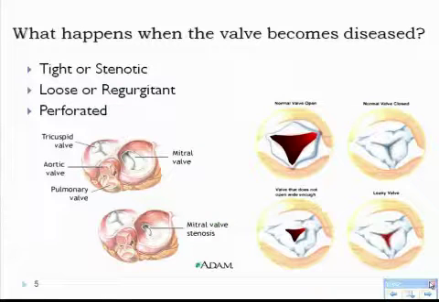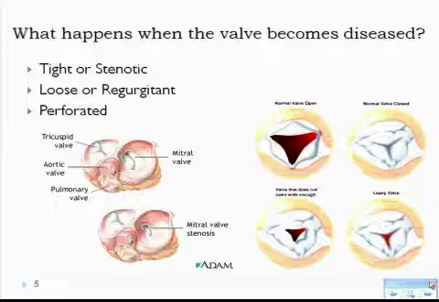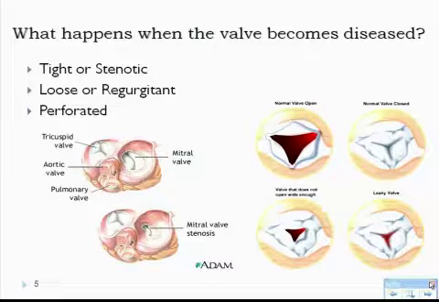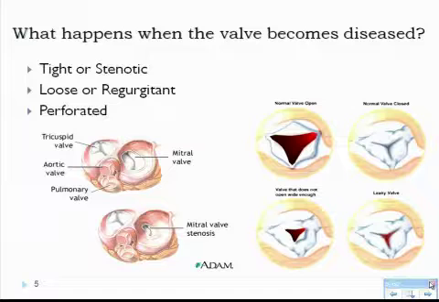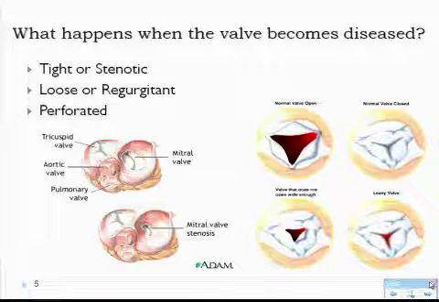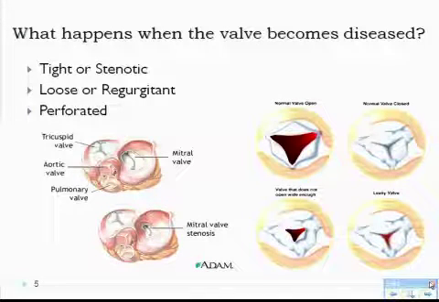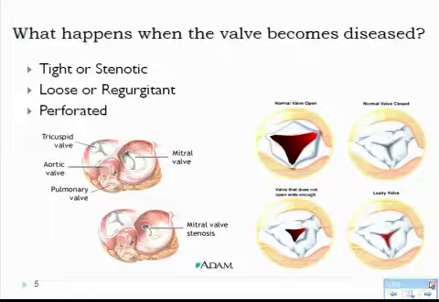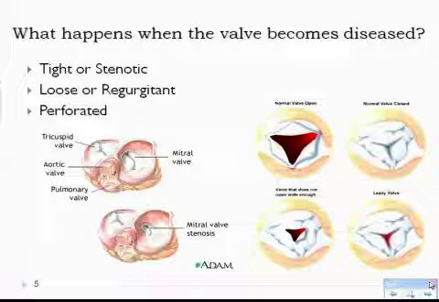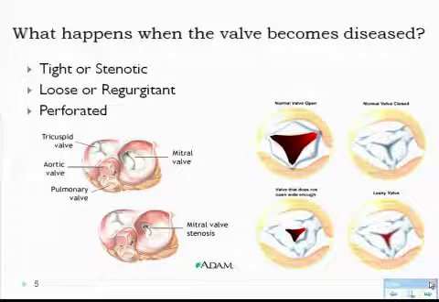Now, what happens when the valve becomes diseased? The importance of it is that the valve can only do one or two things. It's either going to become tight or stenotic, or it's going to become regurgitant. Okay? The other possibility is usually associated with things like bacterial endocarditis, which is perforation of the actual individual valves. That's more rare in comparison to most valvular diseases that we're going to talk about today.